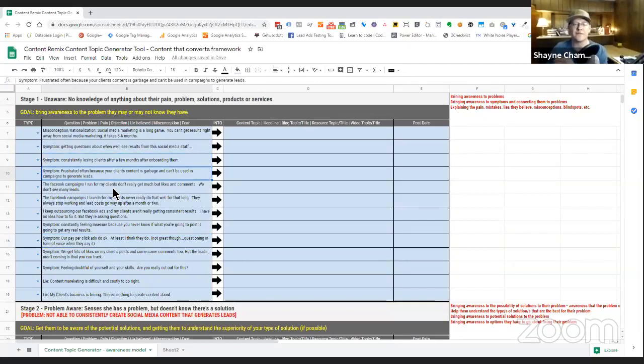What I want you to take away from this is think about the symptoms that your customers experience, and then just think about the idea in your mind of an arrow from the symptom to the problem, right? Just think about that concept alone.